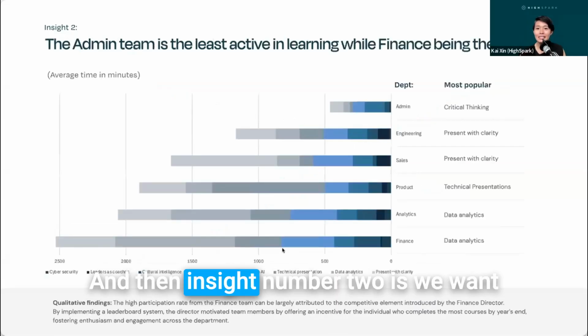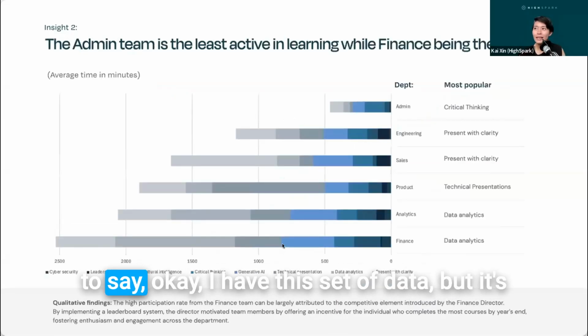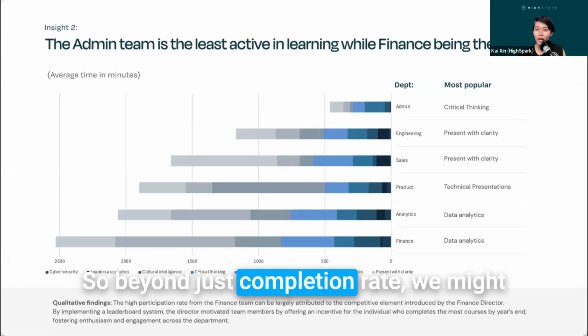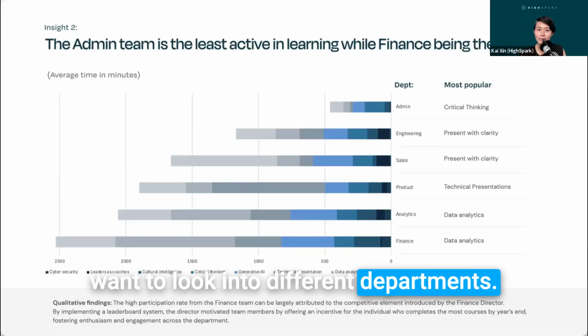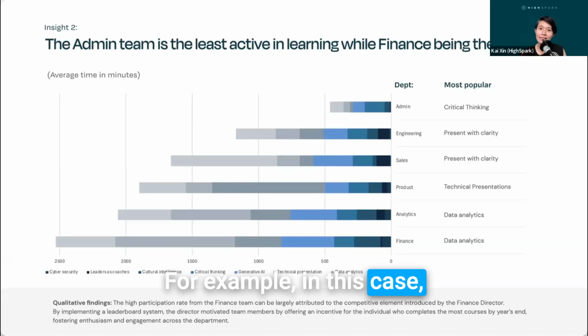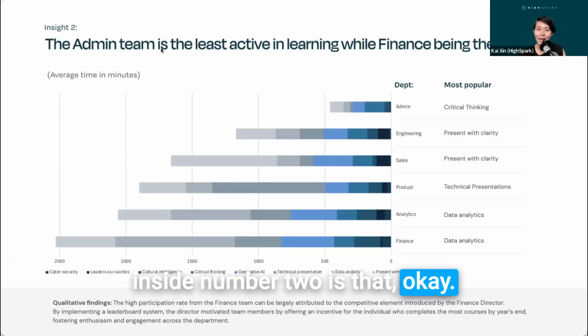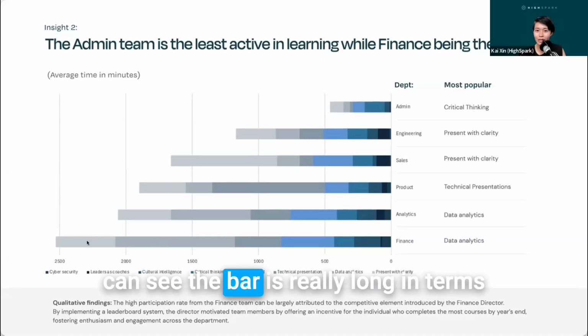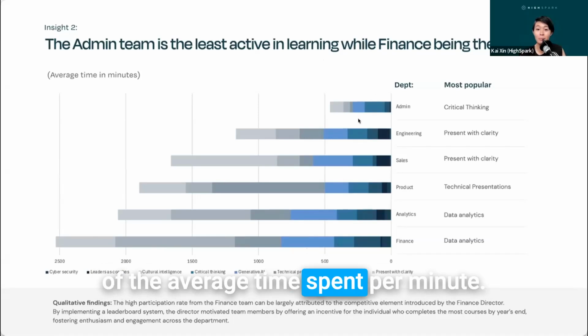And then insight number two is we want to say, okay, I have this set of data, but it's not enough for me to make it meaningful. What else can I present? So beyond just completion rate, we might want to look into different departments. For example, in this case, insight number two is that the admin team is the least active, while finance is the most, because you can see the bar is really long in terms of the average time spent per minute.